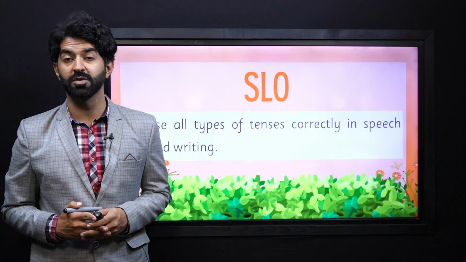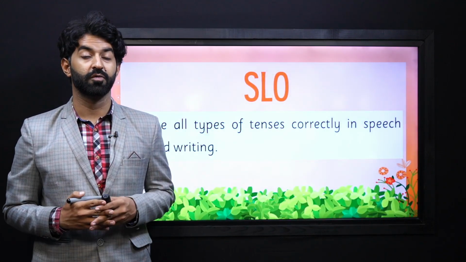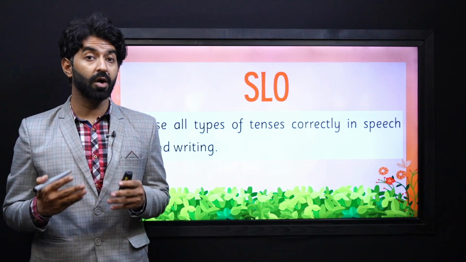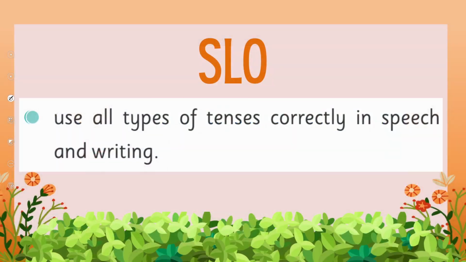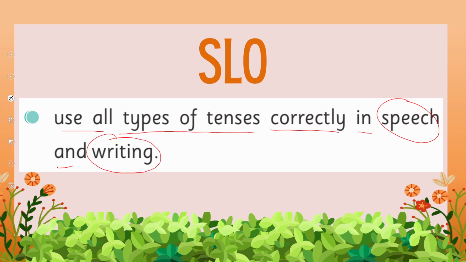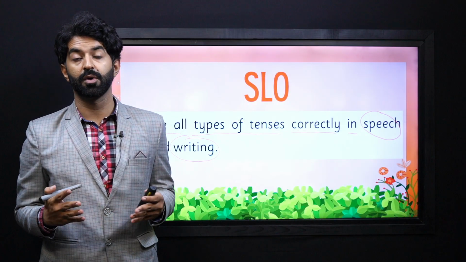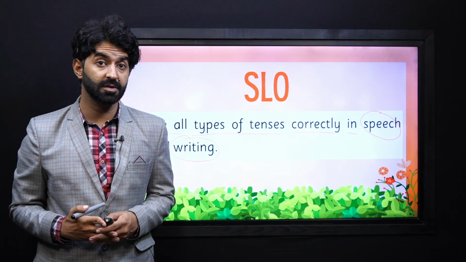Now, let's read our students' learning outcome to see what we are supposed to do and how can we achieve it by the end of our video lesson. So, our SLO is use all types of tenses correctly in speech and writing. Now, the SLO is very general. It's about using all types of tenses correctly.